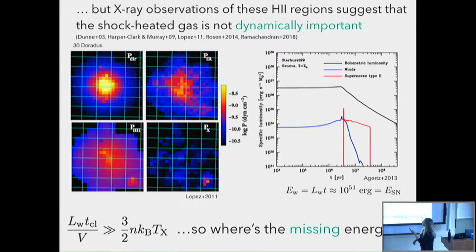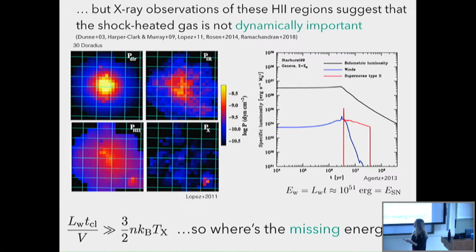Also looking at the dust emission, you can get the dust reprocessed radiation pressure, looking at the warm gas, the H2 radiation pressure, and then comparing the X-rays, you can get the hot gas radiation pressure. And it turns out that the pressure associated with the hot gas is a lot weaker than these other components. And also, if you look at the energy content within the hot gas, from the X-ray emission, you can constrain what the properties of the hot gas are.